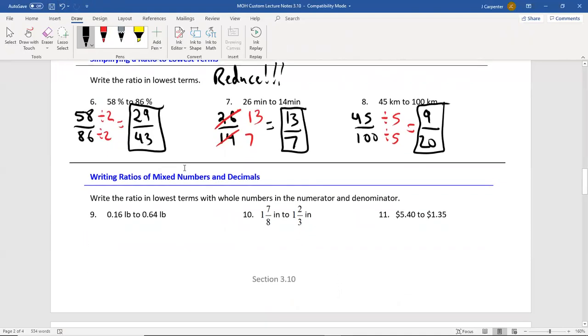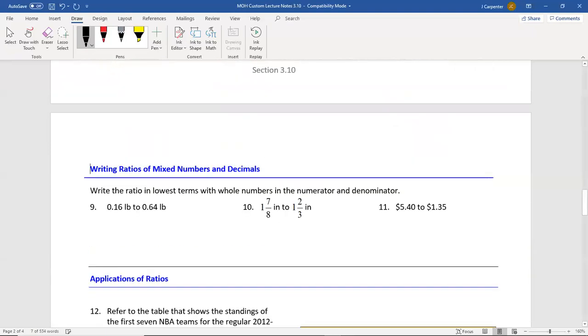The only way we can really complicate a problem like that is if you involve decimals, fractions, mixed numbers, anything like that. 10 in particular is the biggest pain in the butt. So we're going to do 9 and 10. 11 is really the same thing as 9, so we're going to skip that. Write the ratio in lowest terms with whole numbers in the numerator and denominator. Give some space.